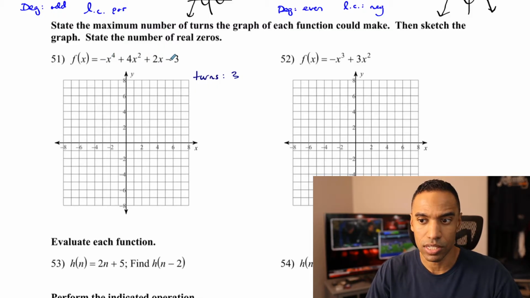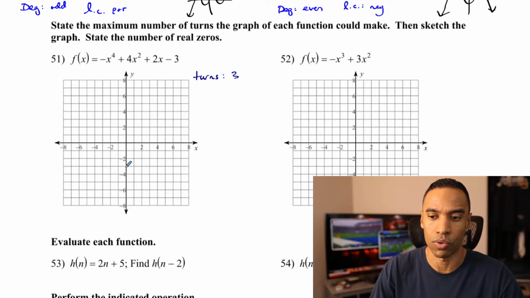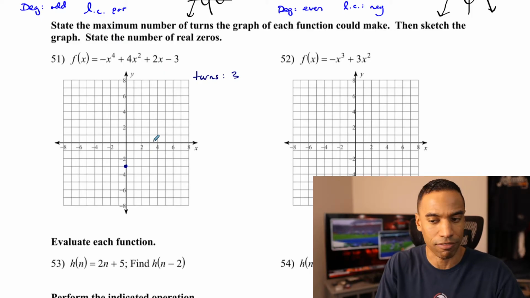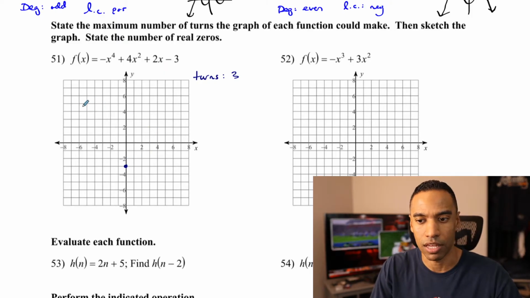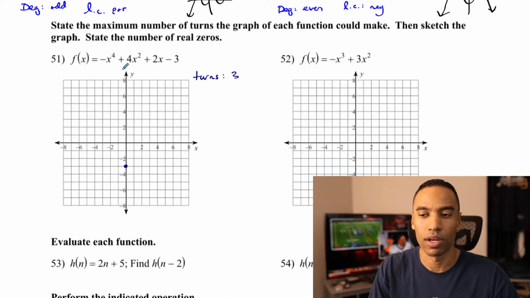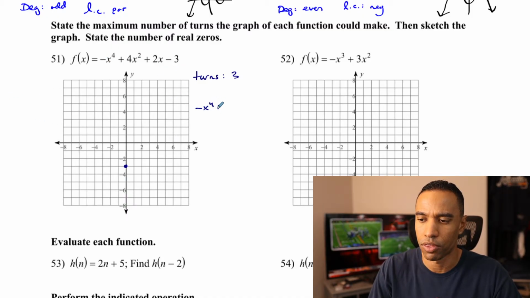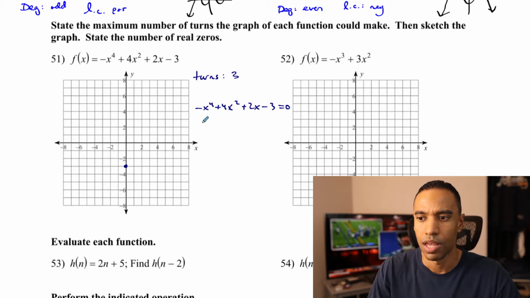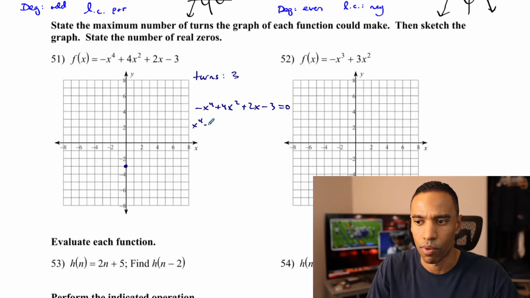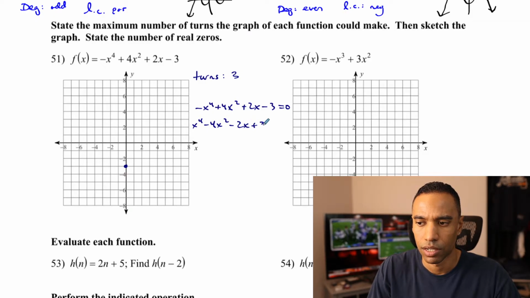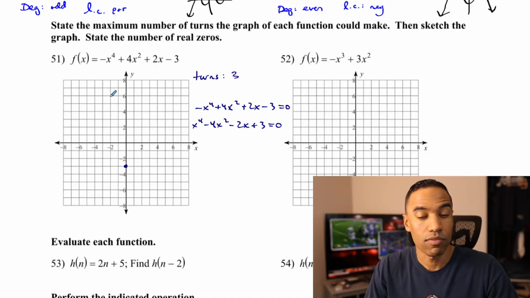If we set this equal to 0, first of all, it crosses at 0, negative 3. f of 0 is negative 3. It definitely hits there. I'm not going to find all the relative maxes and mins, but I will find out where it crosses the x-axis by setting this equal to 0. So I have negative x to the fourth plus 4x squared plus 2x minus 3 equals 0. If I divide everything by negative 1, I get this here. Now we have to solve this thing.